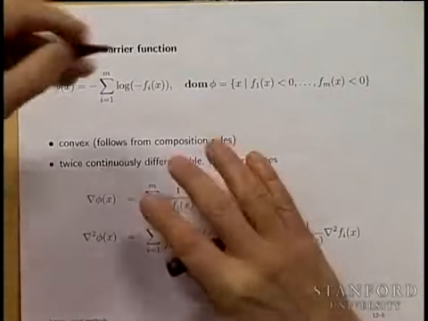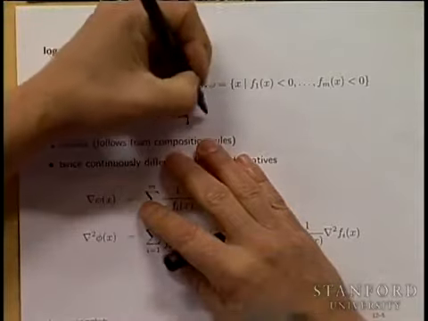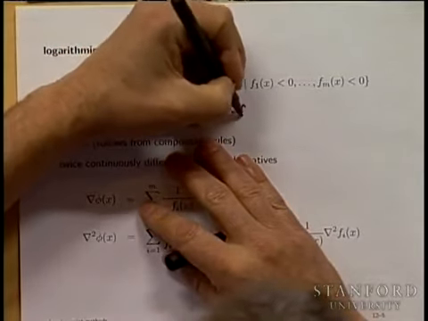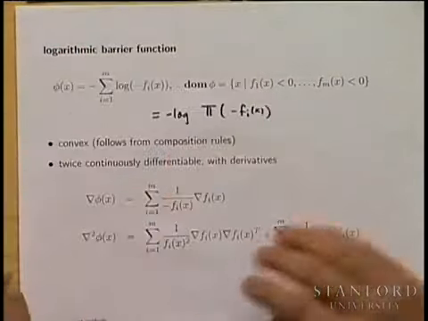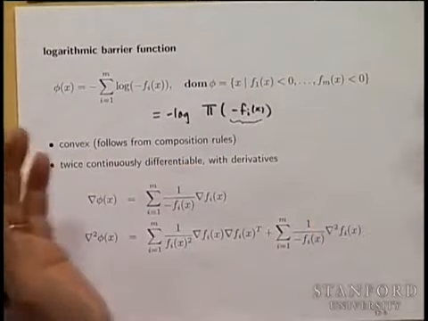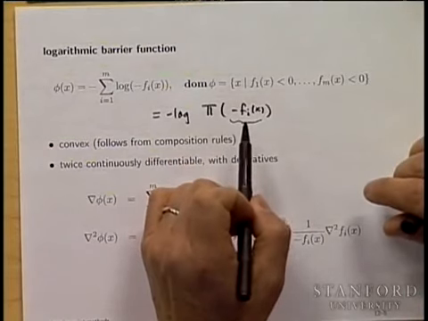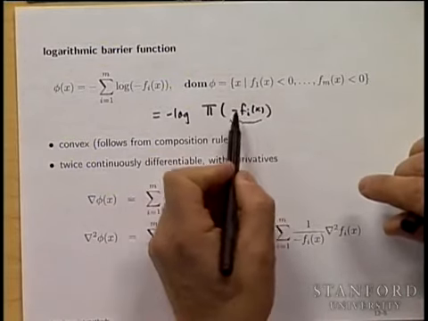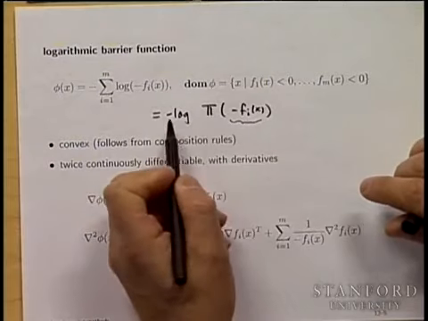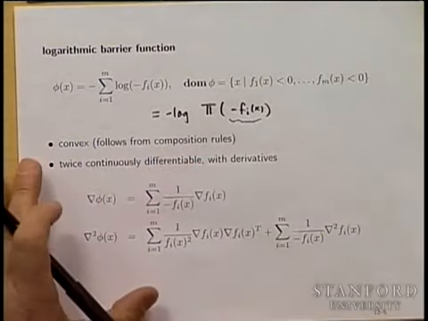It's a log barrier, and you can get a rough idea of what it is. Another way to say it is this: it's minus the log of the product of the minus fi's. These are slacks, because that's literally how much extra you have in the inequality fi of x less than 0. So minus fi is the slack, and this is the negative log of the product of the slacks. That'll come up a bunch of times.